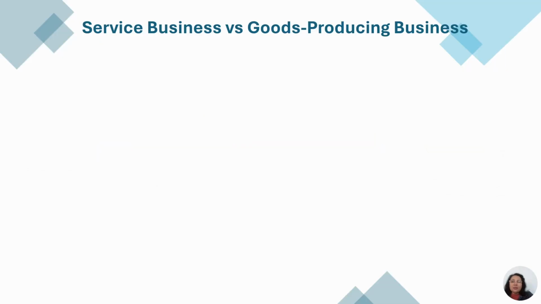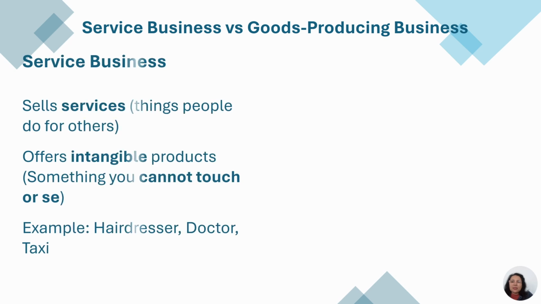So now the different types of businesses, service businesses and goods producing businesses. Service businesses offer things, a service that they do for other people.